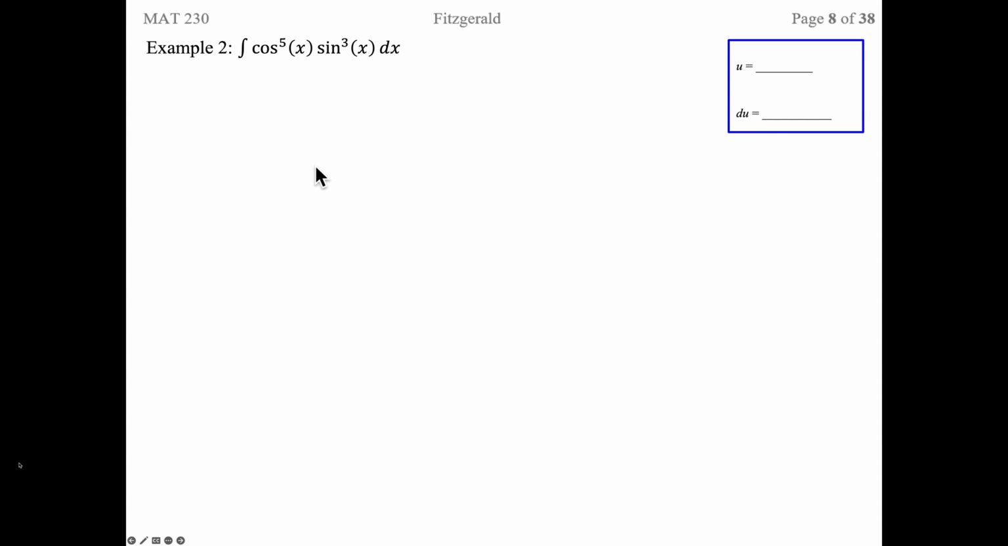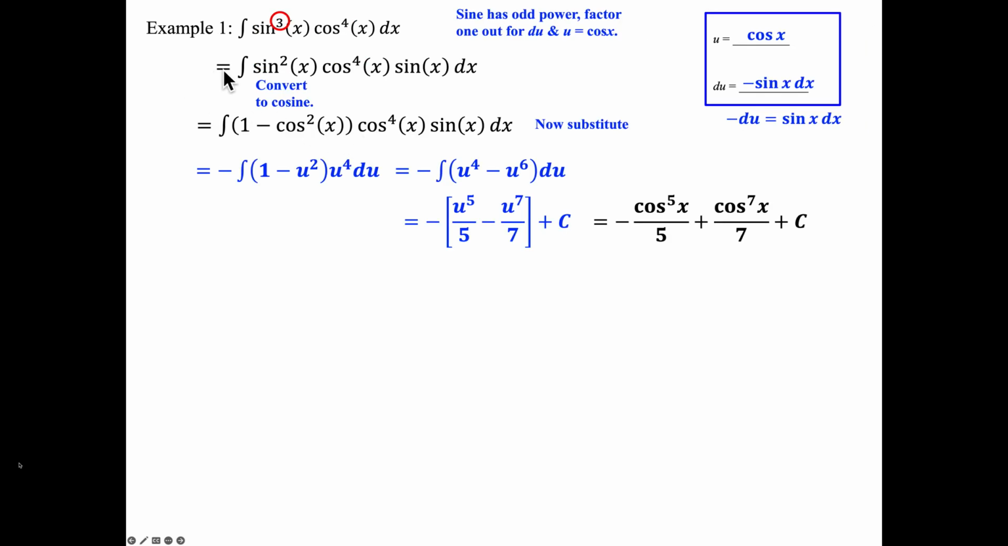Example 2 says integrate cosine to the fifth power of x and sine cubed of x dx. So both sine and cosine have odd powers. We could basically use either one we want. However, go back to the previous problem, and we're going to work smarter, not harder. So here, it would be better to always break down the smaller power, because when you have sine squared of x, I just want to replace it with 1 minus cosine squared of x.